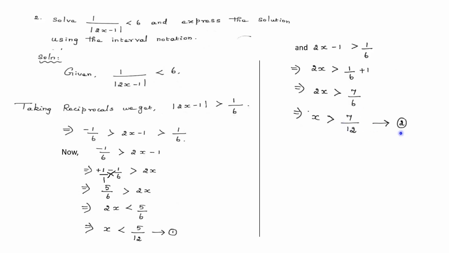Now we are going to draw the number line. That is the line with the answers minus infinity to plus infinity. And you have to note down the points.